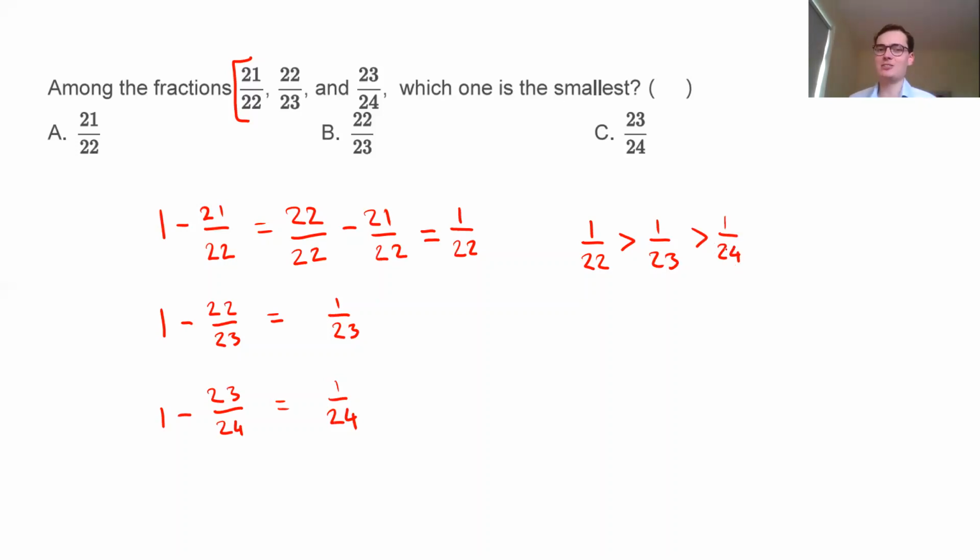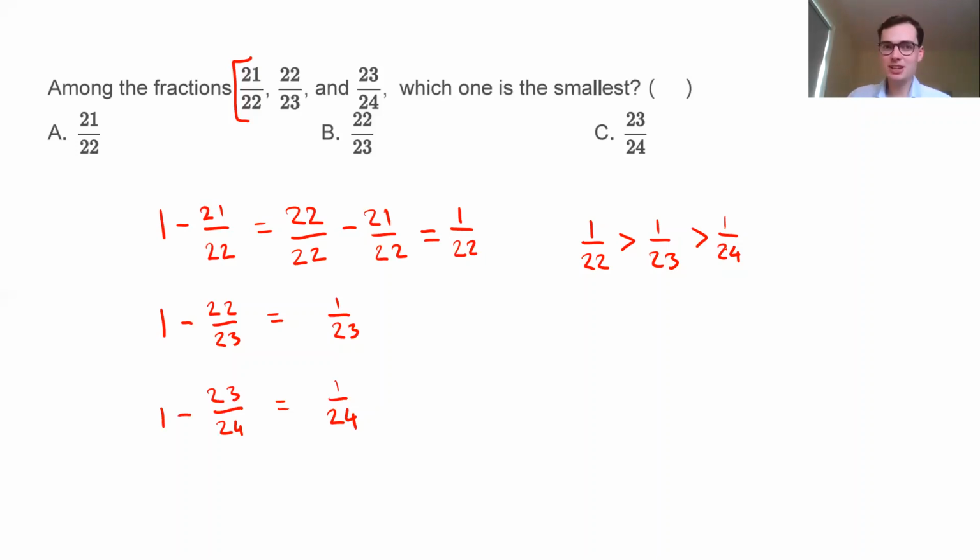The reason I know that is because if you imagine taking a whole, splitting it into 22 equal parts, then each of those parts is going to be slightly bigger than if you split it into 23 parts. That's why 1/22 is just going to be very slightly bigger than 1/23, and for the same reason 1/23 is just slightly bigger than 1/24.